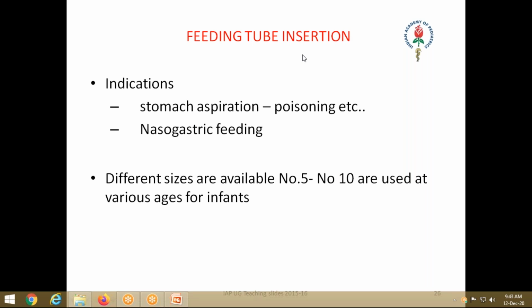So next is feeding tube insertion. Indications are stomach aspiration or poisonings, etc., and also to give nasogastric feeding. Different sizes of feeding tubes are available. Number 5 and number 10 are used for various ages of infants.